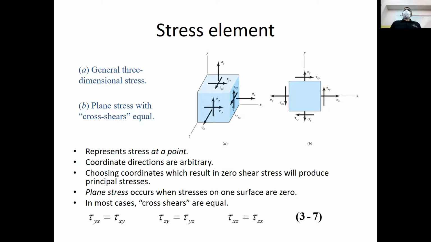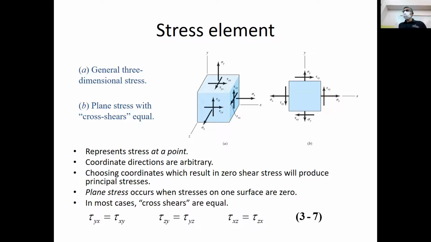We learned that a good way to describe stress is to use a stress element. And again, I emphasize the stress element represents a point. What I am showing here is a general 3D stress element, as well as a plane stress element. When I say plane, I mean all the stresses are acting on the plane of the board here. So we only have the XY plane. We don't have anything going in the Z direction. That's why we can simplify it to the square in a case of a plane stress.